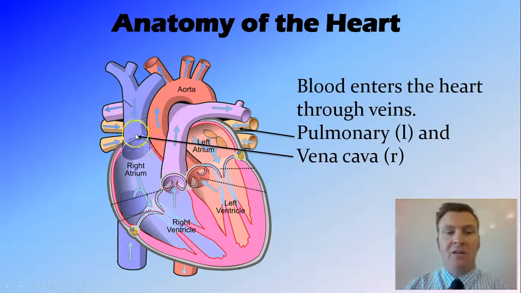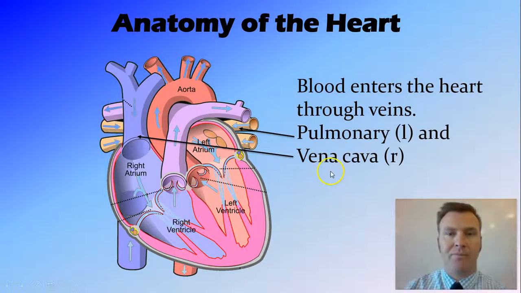Now blood comes in through the atria and then goes to the ventricle and then out of the ventricle, and it enters the atria through veins. So on the right hand side we have the vena cava. There's the superior vena cava that comes from the head and arms, and the inferior vena cava, which comes from the lower half of the body, and they drain blood into the right atrium. The left atrium gets its blood from the pulmonary veins. So you have the left pulmonary veins going to the left lung and the right pulmonary veins going to the right lung.